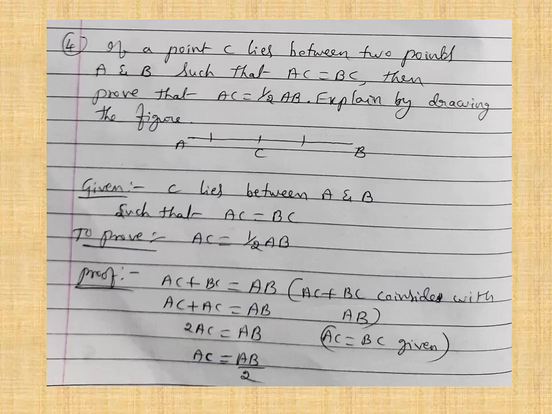Proof. AC plus BC is equal to AB. That means AC plus BC coincides with AB. Then AC plus AC equals AB, because AC equals BC, that is given in the statement. Therefore 2AC equals AB. So we can write it as AC equals AB by 2, or AC equals half of AB.